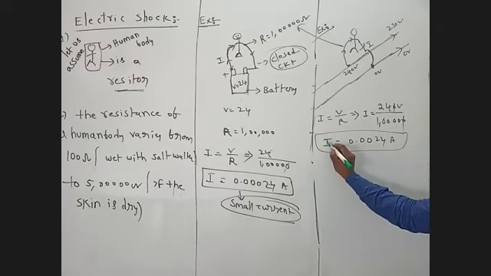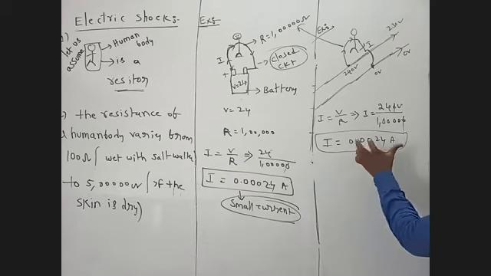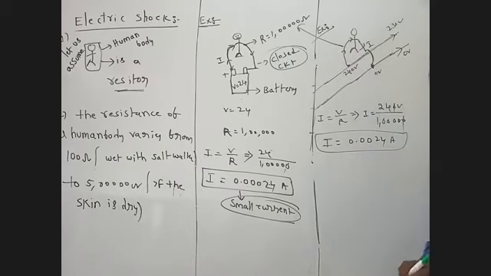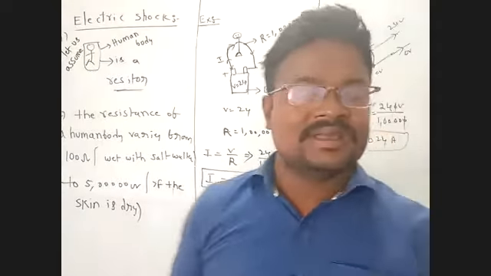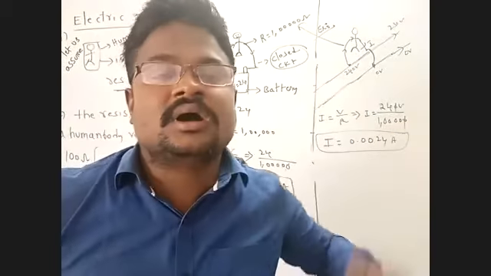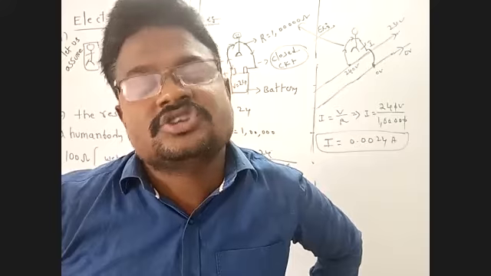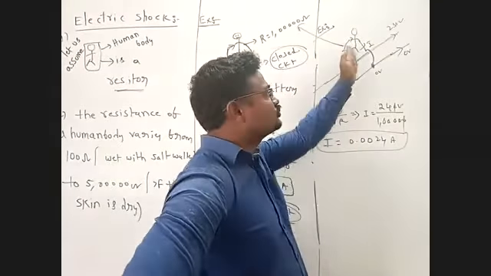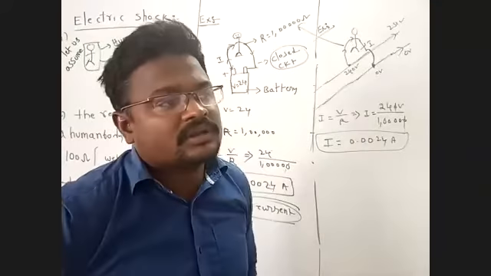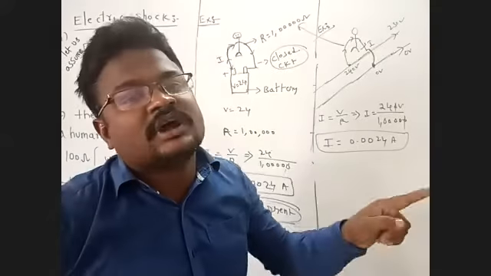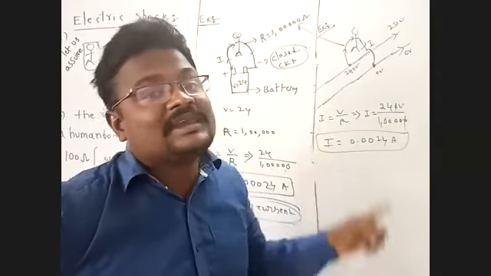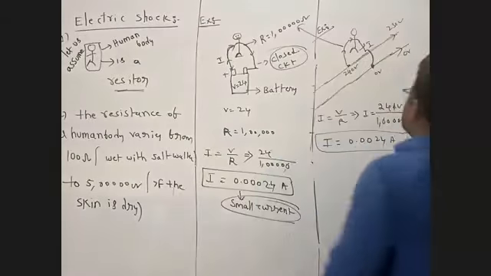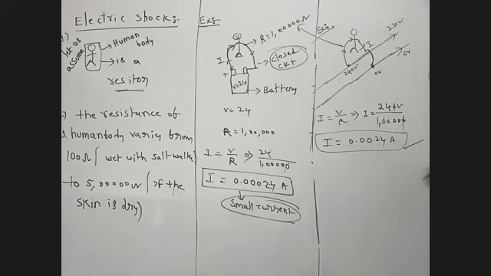This current flows through the human body. This current will disturb the functioning of tissues. This current passing through the human body will damage the tissues.